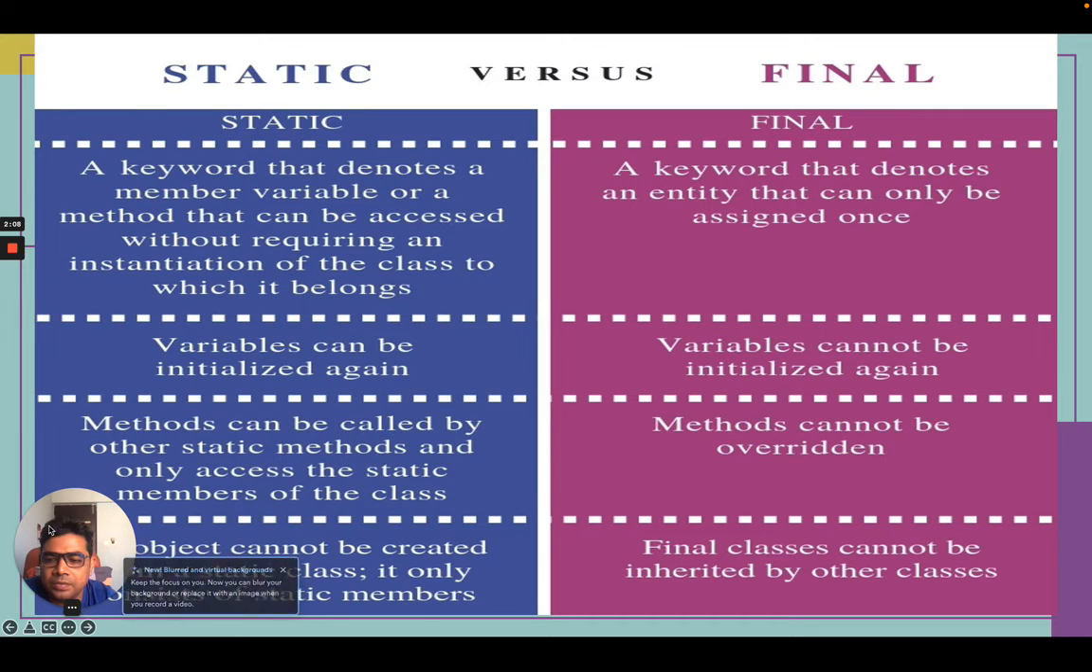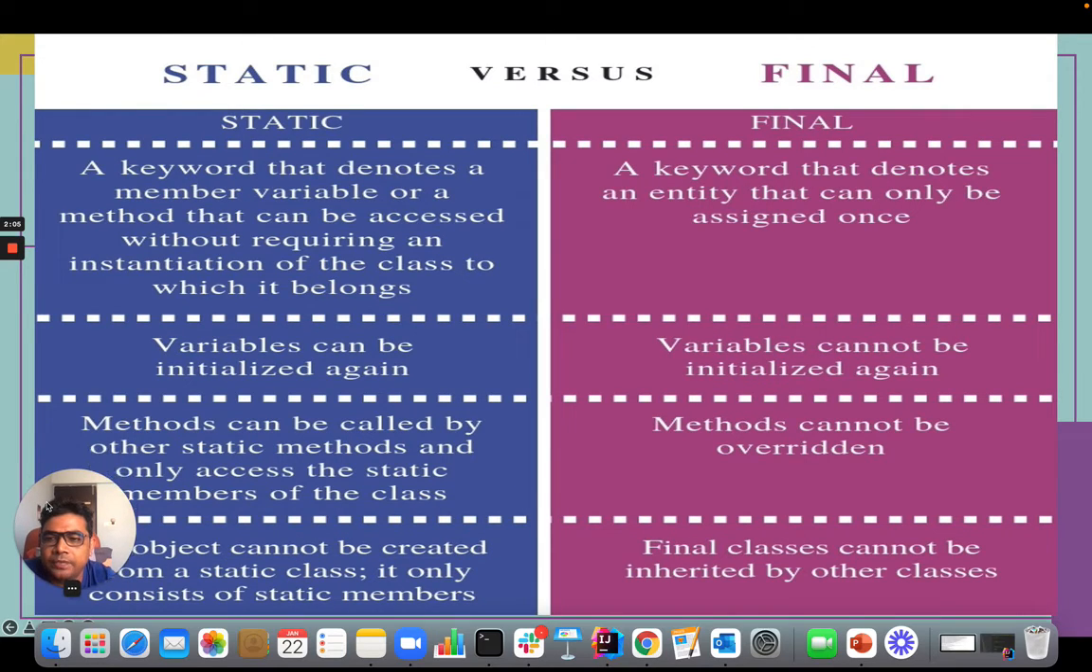Sometimes people are confused about the difference between static and final, so let me clarify that. Static versus final. The static keyword denotes a member variable or a method that can be accessed without requiring an instantiation of the class to which it belongs. That's why the main method in Java is public static void main. It's static. And final is the keyword that denotes an entity that cannot be assigned again, that can only be assigned once. Static variables can be initialized again, whereas final variables cannot be initialized again. A static method can be called directly by the class name, but a final method cannot. A final method cannot be overridden.